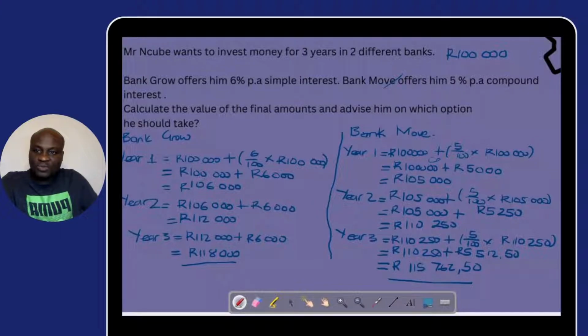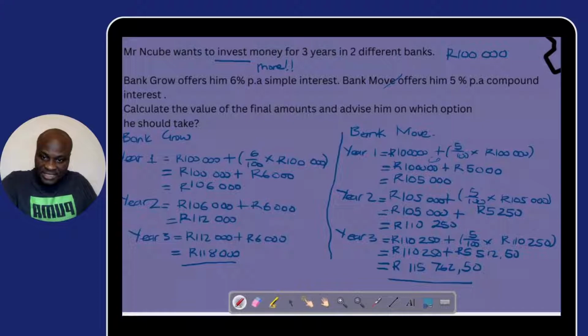So boys and girls, here we go. Remember, Mr. Ncube wants to invest. So if you are investing, you need to get more, because you are investing. So between these two amounts, 118 and 115, which is greater than the other? Obviously, it is 118. So Mr. Ncube should take the offer from Bank Grow, which is the best option.